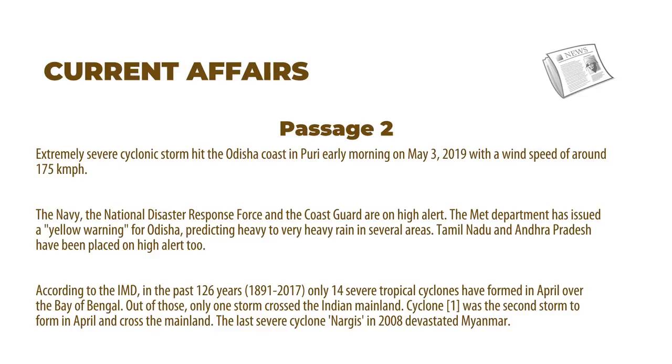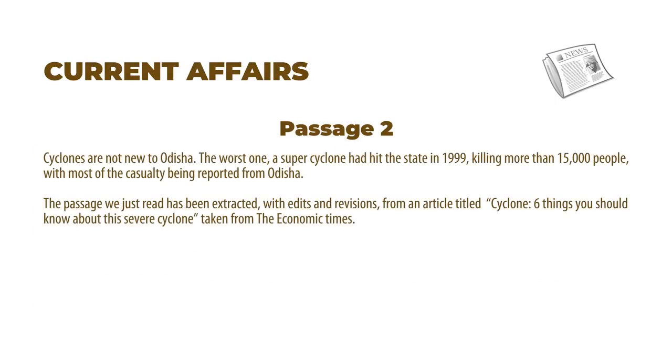Cyclone Blank was the second storm to form in April and cross the mainland. The last severe cyclone, Nargis, in 2008, devastated Myanmar. Cyclones are not new to Odisha. The worst one, a supercyclone, had hit the state in 1999, killing more than 15,000 people, with most of the casualty being reported from Odisha.